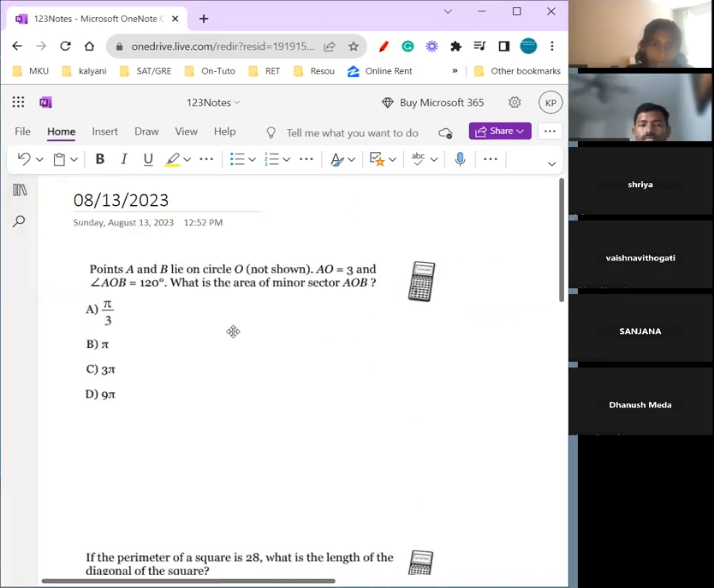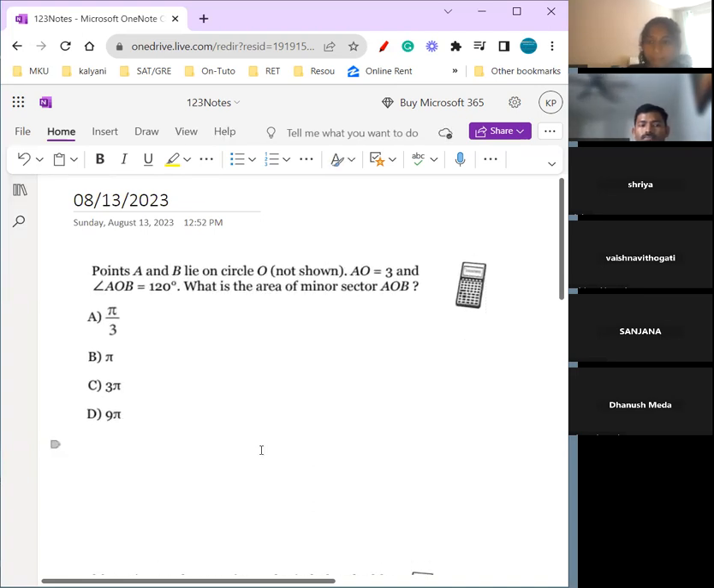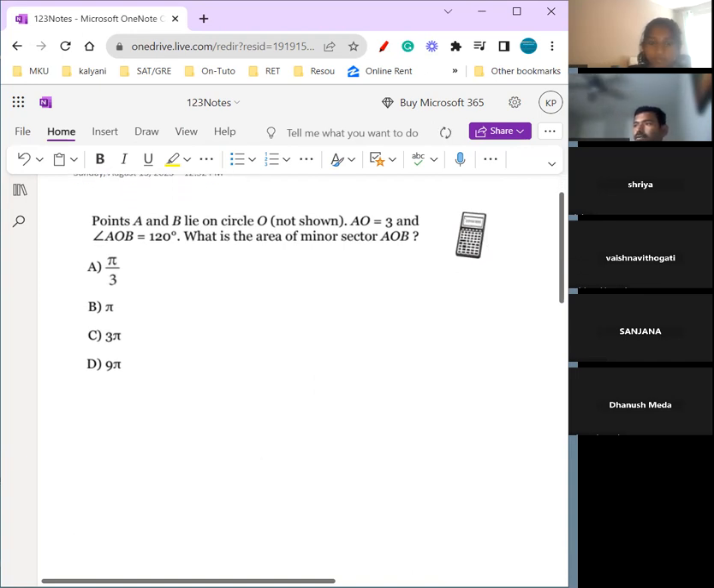All right. Okay, so let's continue on that part, and let's look at the first question here. And let's see, Ara, can you please read the question up there, please? Points A and B lie on circle O, not shown. AO equals 3 and angle AOB equals 120. What is the area of the minor sector AOB? Okay, so we're finding the minor sector of the AOB.